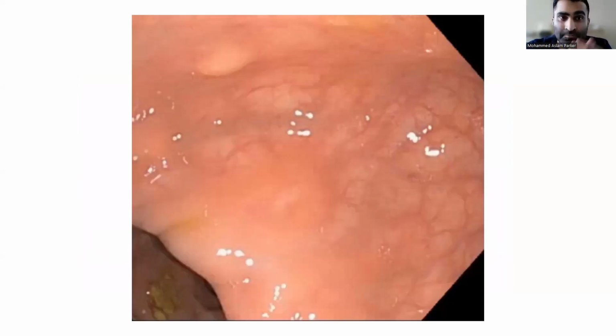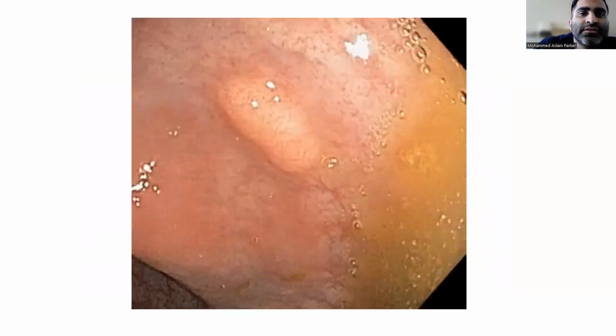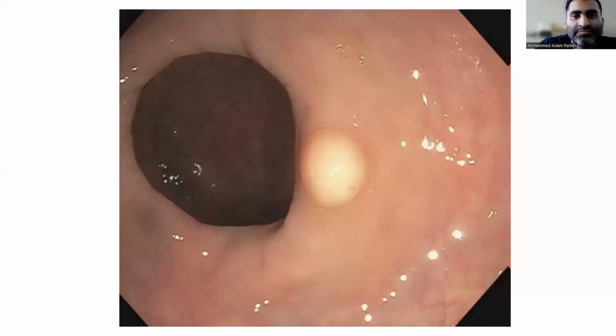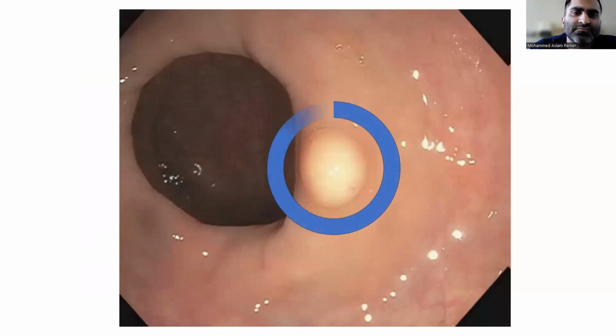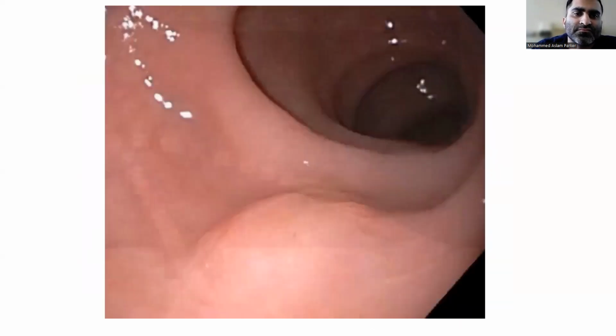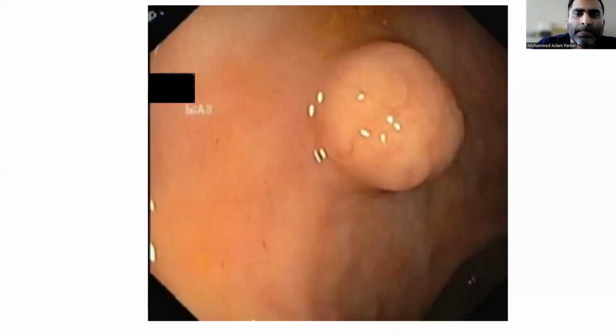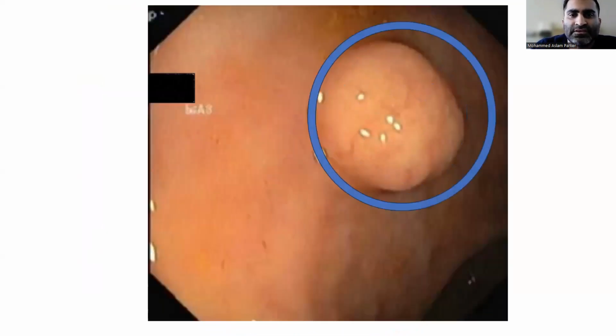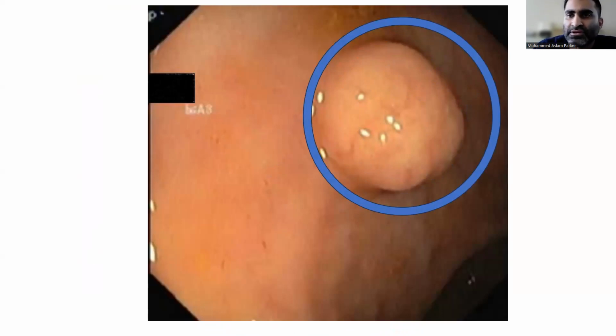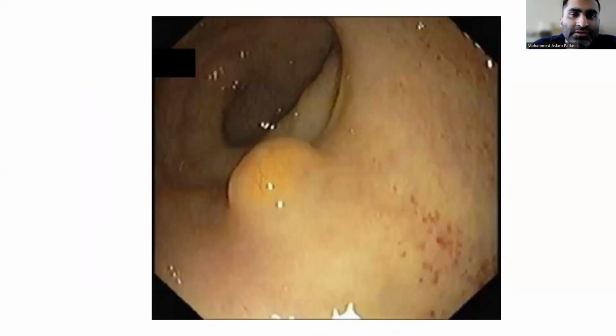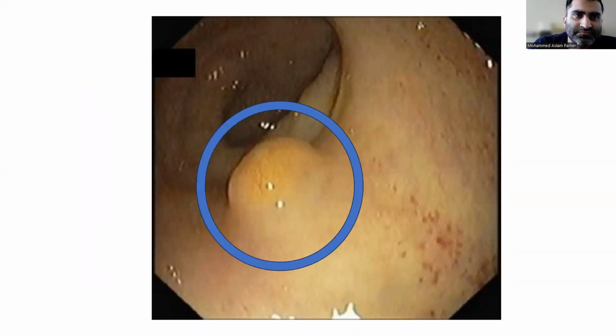I've added some examples over here. There's a very subtle lesion over here and here as well, but one can appreciate the normal overlying mucosa above the lesion. This one's a bit more obvious. And then here again, submucosal lesion. And over here as well, normal overlying mucosa. Not the best of images, but yeah.